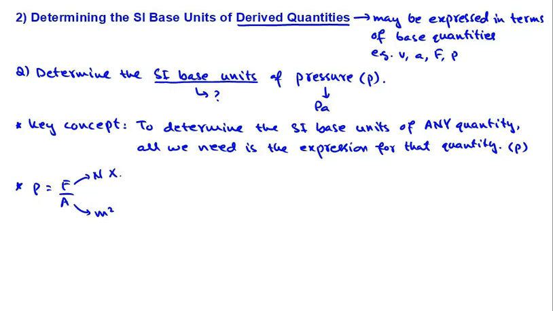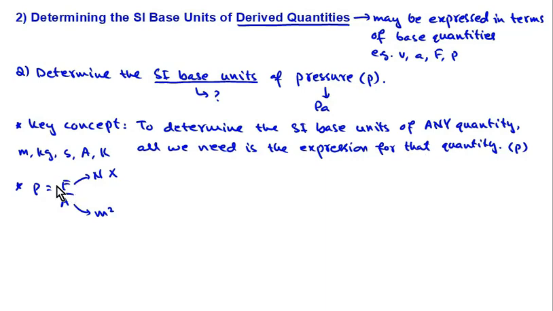Students, note that meter is an SI base unit, but Newton is not an SI base unit. Remember what I told you in the previous slide, that there are only 5 SI base units that we have to deal with in AS: meter, kilogram, second, ampere, and Kelvin. And see, Newton is not one of them. So now, to be able to determine the SI base units of pressure, we have to determine the SI base units of force first. Now look, the key concept says to determine the SI base units of any quantity, all we need is the expression for that quantity.